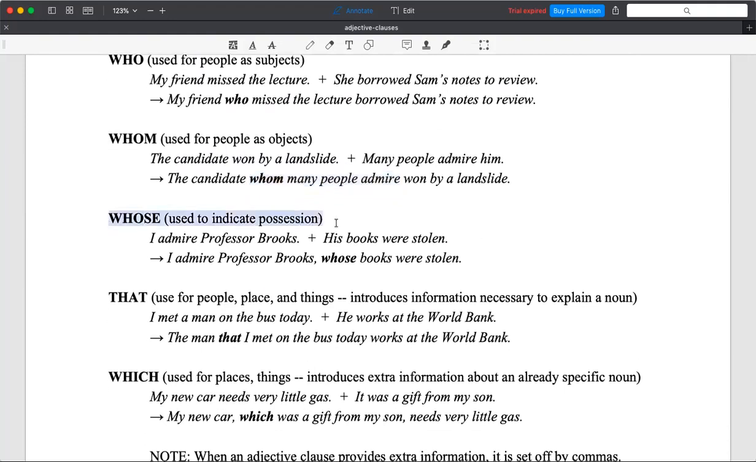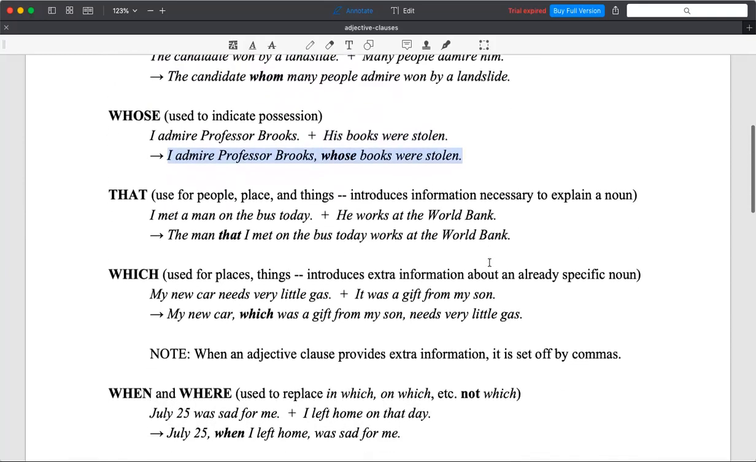We use whose to indicate possession. I have two short sentences. I admire Professor Brooks. My second short sentence is, his books were stolen. If you have many short sentences, your score in the test will be lower because your sentences are short and dull. It makes your writing not very advanced. In order to avoid that, you need to use the adjective clause. You change the second sentence. Instead of his books, you say whose books, and then you say, I admire Professor Brooks, whose books were stolen.